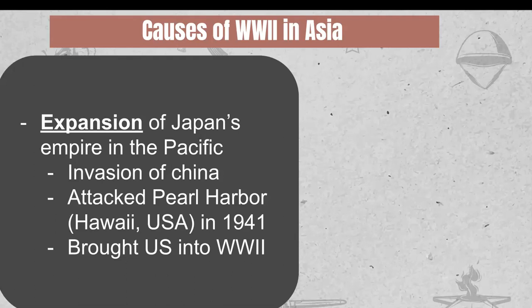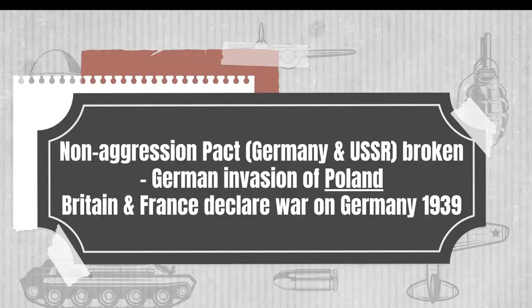Specifically in Asia, the cause of World War II happening there is the expansion of Japan's empire. As we talked about, they are going to invade China. They are also going to attack Pearl Harbor in the United States. That is a harbor in Hawaii, and that is going to be in 1941. This attack is going to bring the United States into World War II, which is how the United States will enter that World War.